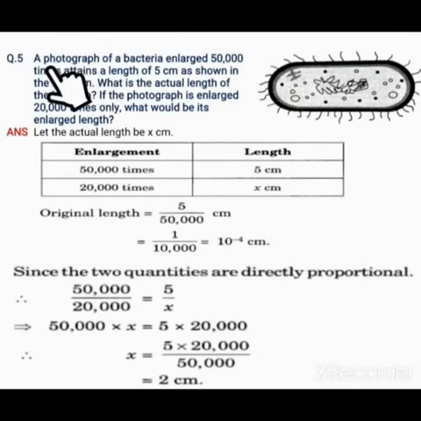Then fifth one. A photograph of a bacteria enlarged 50,000 times attains a length of 5 cm as shown in the diagram. What is the actual length of the bacteria? If the photograph is enlarged 20,000 times only, what would be its enlarged length? So enlargement and length. So we have to again draw a table. So original length equal to 5 divided by 50,000, that is 10 raised to minus 4 centimeter. Since the two quantities are directly proportional, 50,000 divided by 20,000 equal to 5 divided by X, cross multiplication. So X equal to 2 centimeter.